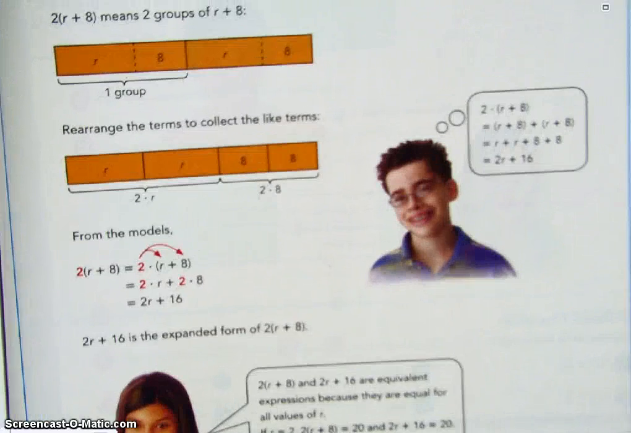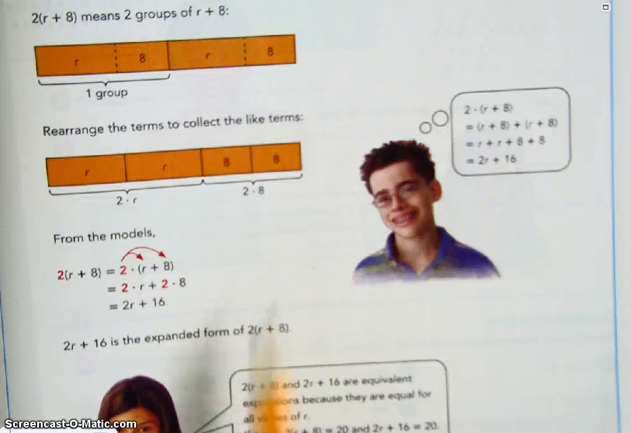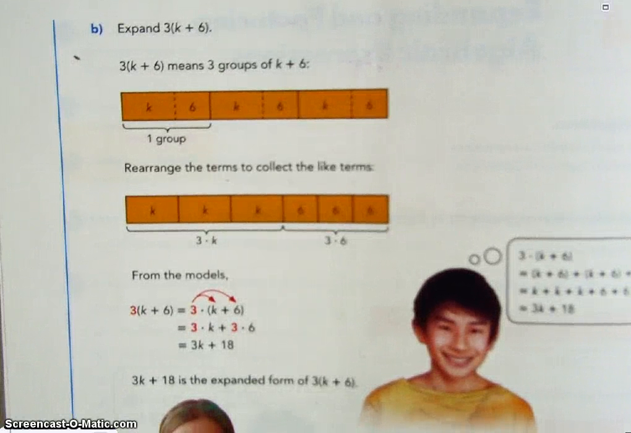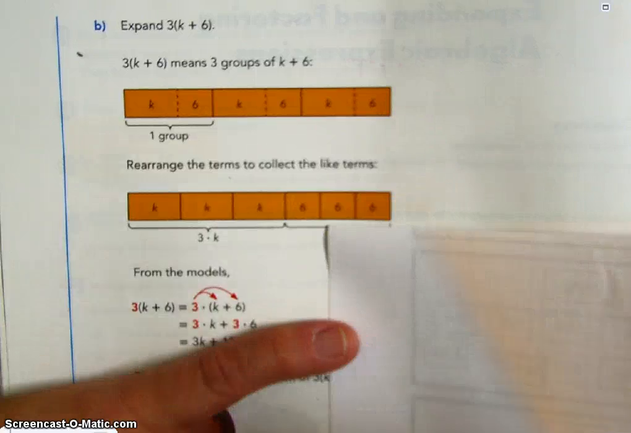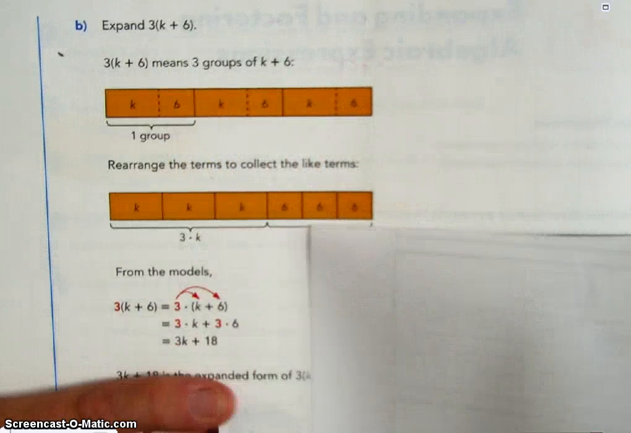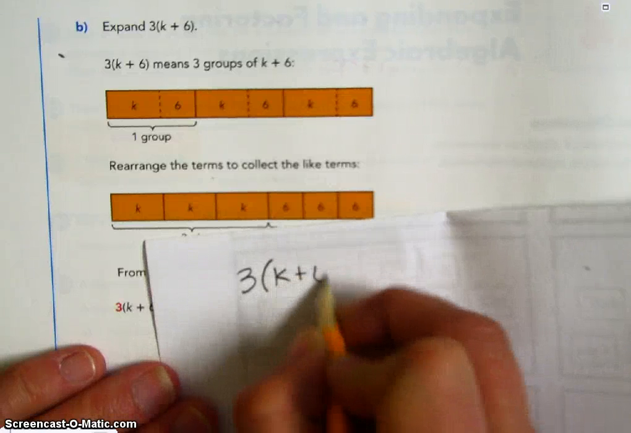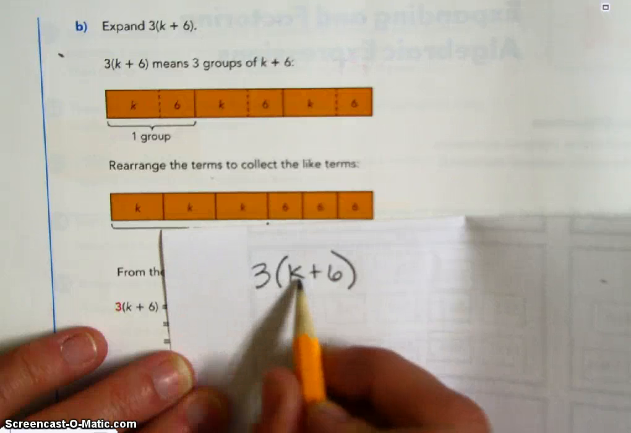So hopefully that makes sense to you. If not, please go back over this page on 239, and we're going to go over one more example here. Hopefully I just didn't make you car sick. And we're going to say expand, because remember that's just doing what we did. That's what they call expanded form. Expand 3 times k plus 6. And so we would say that just means 3 k plus 6's.